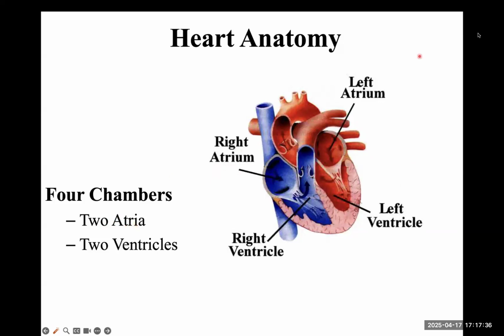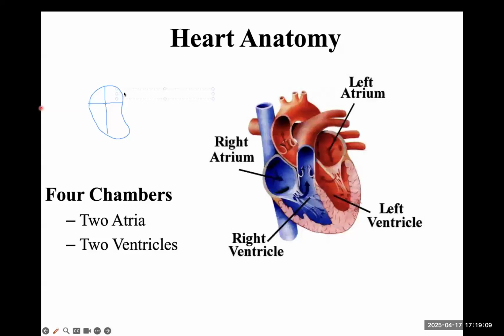Let me try to draw it for you. This is my version of the heart. You have two chambers on top, called atria, and two chambers on the bottom, called the ventricles. They're asymmetrical. This one is a little bit bigger, and that's going to be the left ventricle. This is a little bit smaller compared to the left. That's the right ventricle. Let's go ahead and name these.